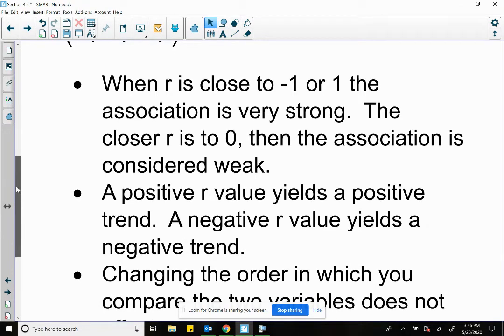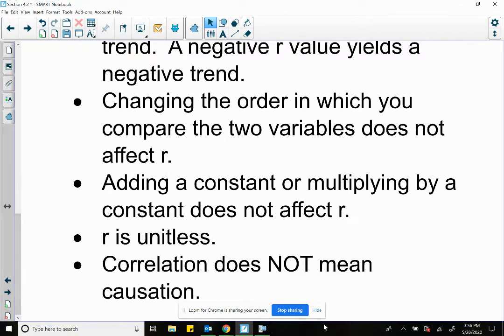And then, just a couple other things. Changing the order in which you compare the two variables does not affect R. Okay? Changing the order of the two variables does not affect R. I'll show you what I mean by that here in just a second. Adding a constant or multiplying by a constant to each point does not affect R. Again, I'm going to show you what that means here in a second.